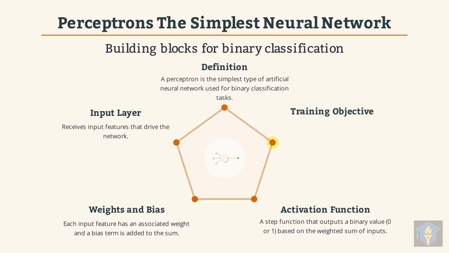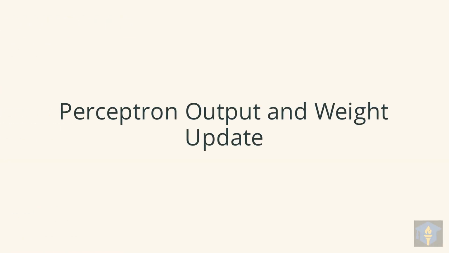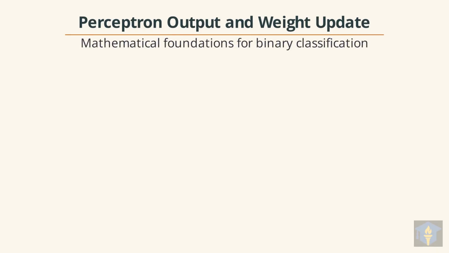Finally, the primary training objective is to refine the network's parameters for accurate predictions. Our goal is to iteratively adjust these weights and the bias to minimize any prediction errors encountered. Now, let's explore the mathematical formulations behind the perceptron's output and how its weights are updated. These mathematical foundations are essential for understanding how binary classification is performed and learned.